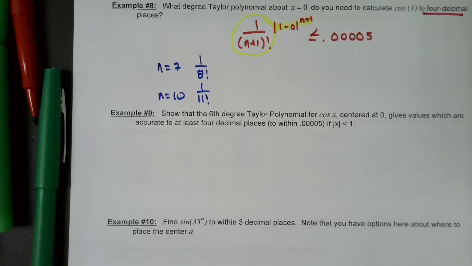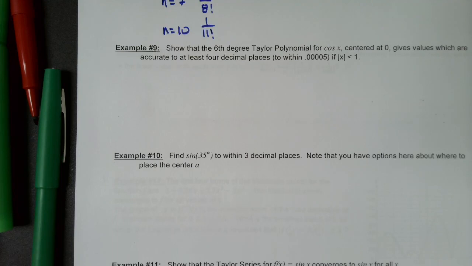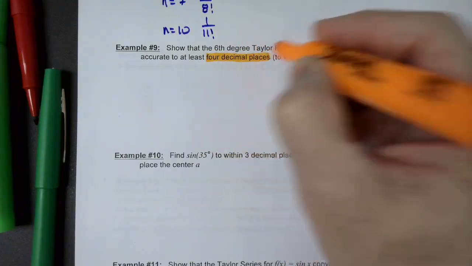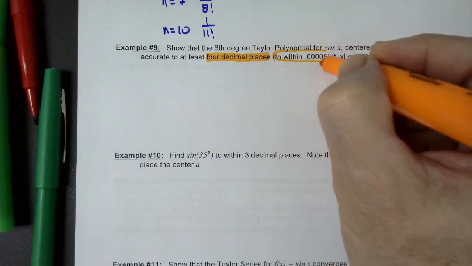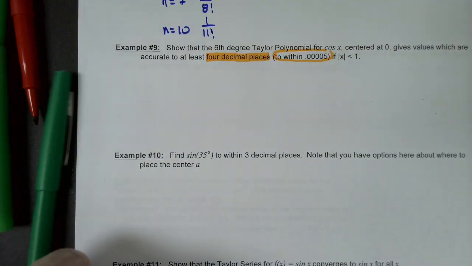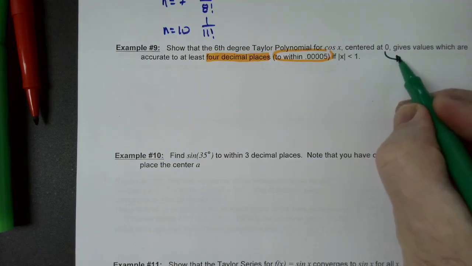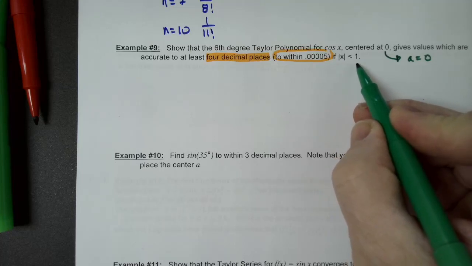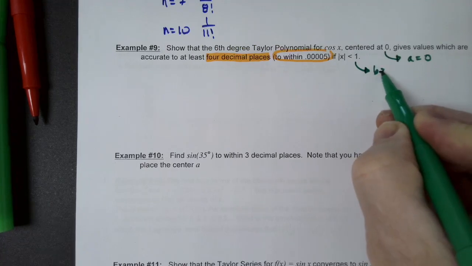This one says, show that the 6th degree Taylor polynomial for cosine centered at zero gives you values which are accurate to at least 4 decimals. This one adds the little comment to it to say, hey, if I say 4 decimals, it means the same thing as to within 0.0005. Okay? So, you can see centered at 0, which means our a is 0, and it says our x's are going to be less than 1, so that means our b is 1.